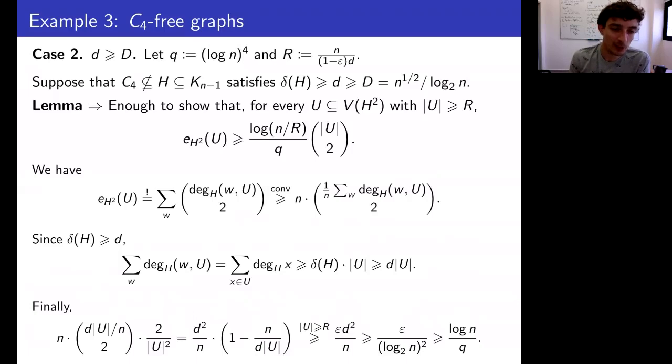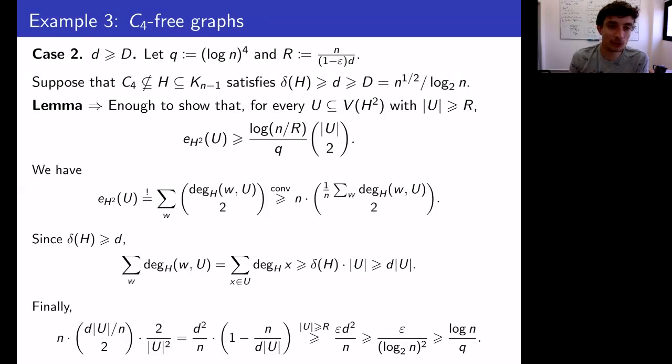So the key points here were marked with the exclamation mark. We can count the number of paths of length 2 between 2 vertices of U using this convexity argument. And the second double counting idea here is that the sum of degrees of vertices into U is equal to the sum of the degrees of all the vertices in U.